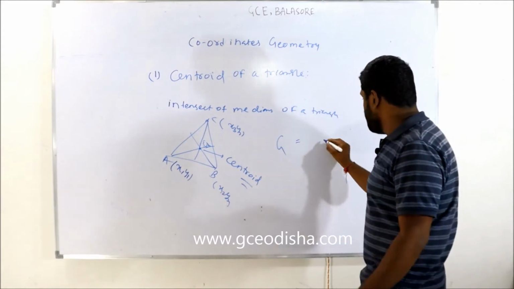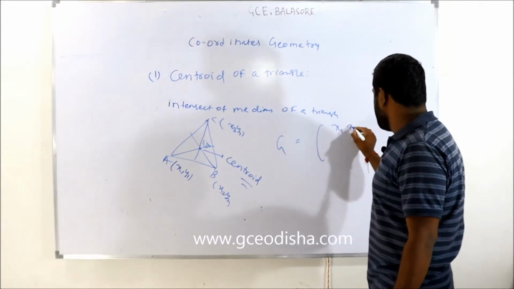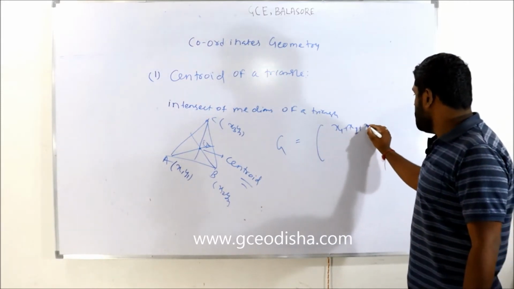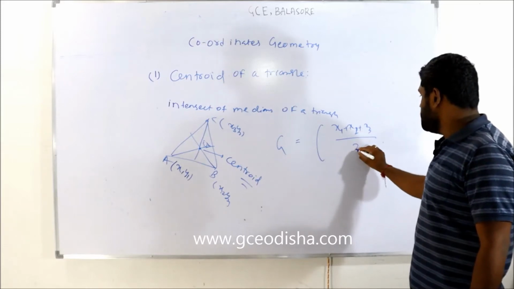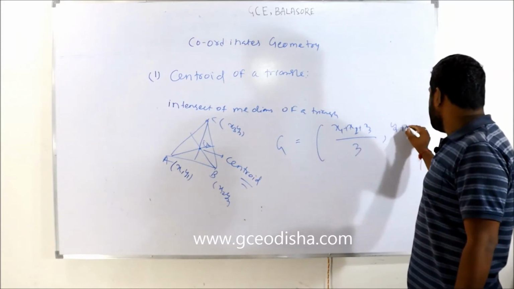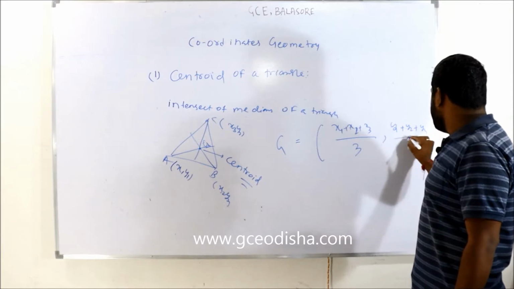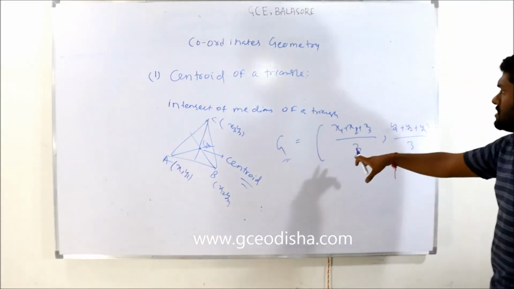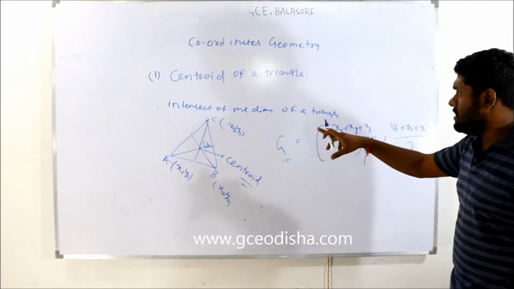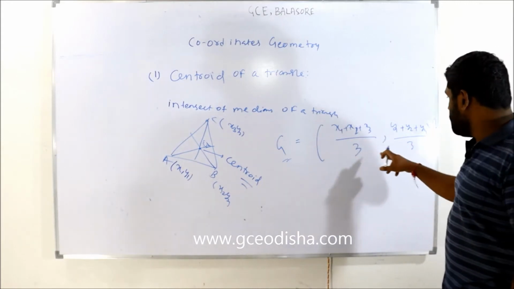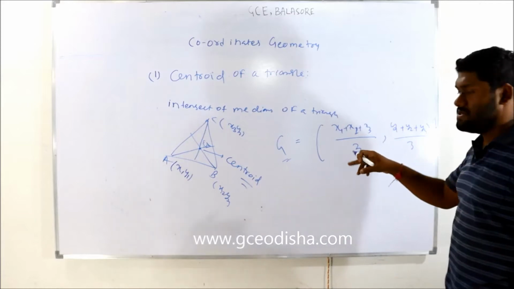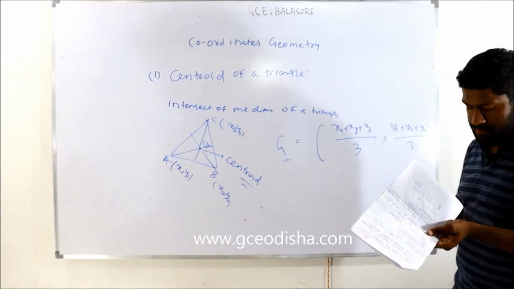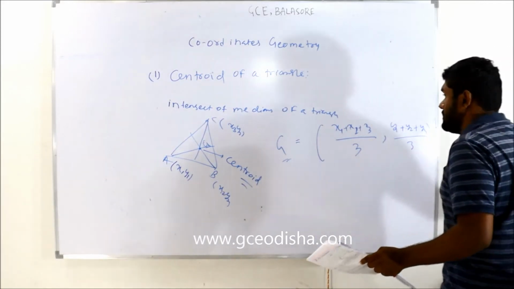G is equal to ((x1 + x2 + x3) divided by 3, (y1 + y2 + y3) divided by 3). The point G is the centroid. Just add the x terms of the three points and divide by 3, and add the y terms of the three points and divide by 3. Okay, then we come to the incenter.